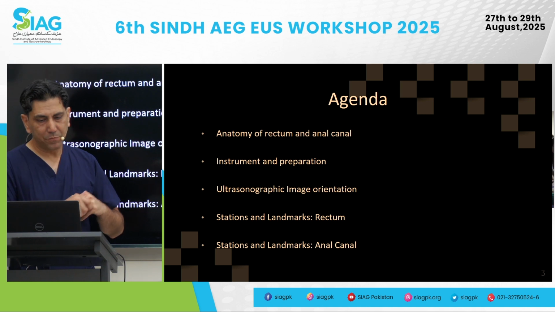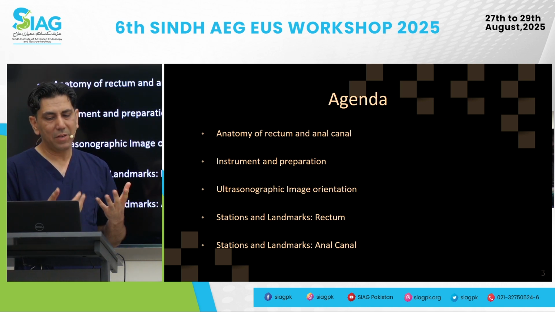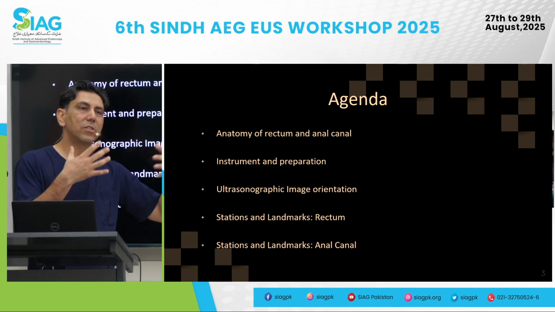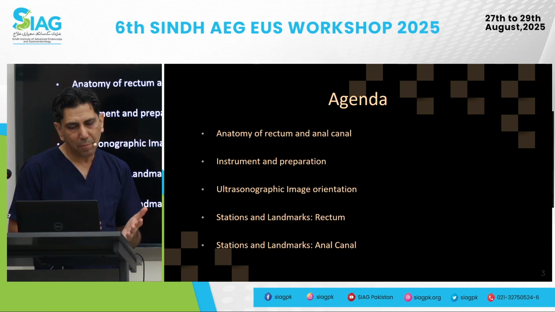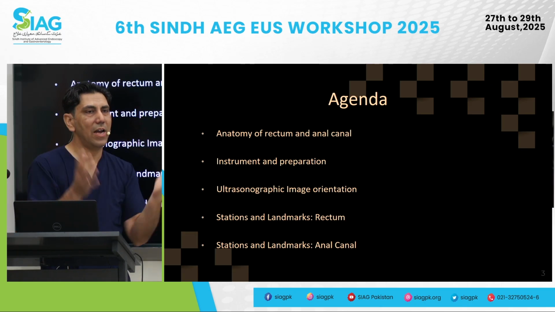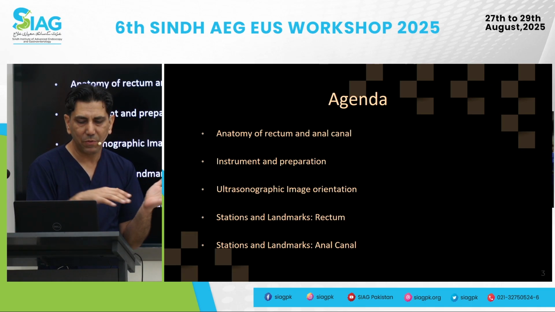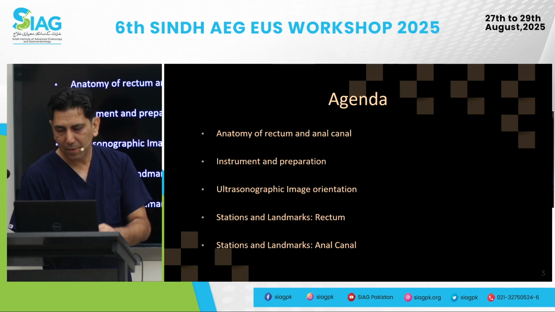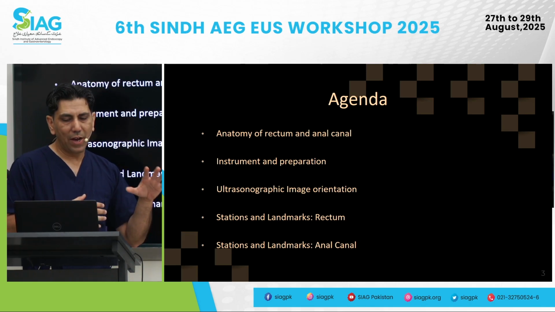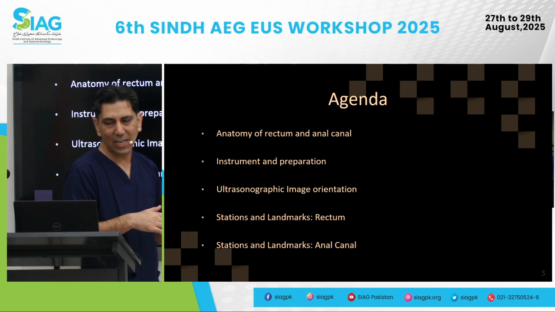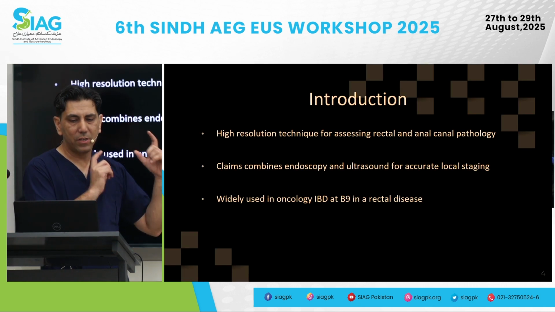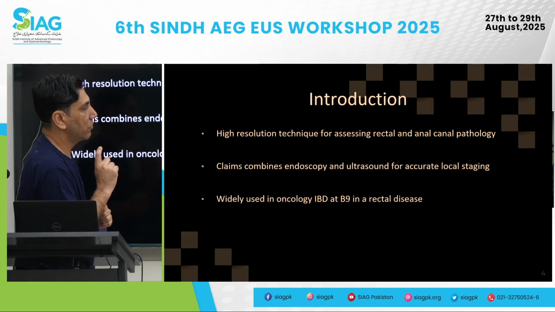So what we're going to do is talk about rectum anatomy and the anal canal. We'll talk about what scopes we need, how we prepare our patients, and what image orientation we need to have in our head when we're actually scanning the plane, so that we have this understanding. And then we're going to divide it into rectum and anal canal, which hopefully will make some sense in terms of doing the rectal ultrasound scan.